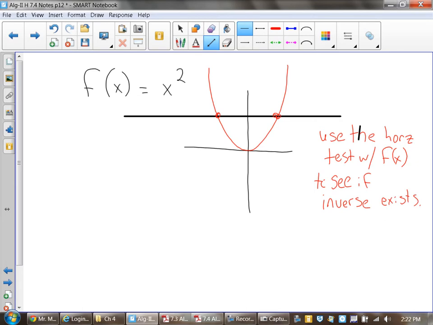So what happens here is when you're looking at these power functions, the first thing you want to do is put it in your graphing calculator and see if you can draw a horizontal line through it. That's all you want to be able to do. If you can put a horizontal line through it and it touches two spots, your inverse won't exist. Yes, sir? So like a parabola won't ever have an inverse? And that's what I'm getting at.